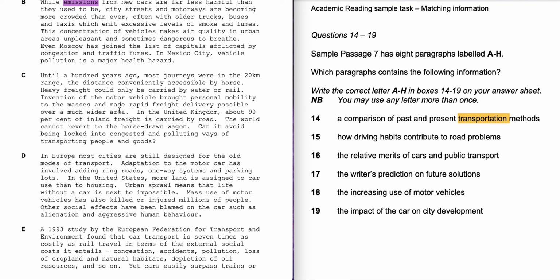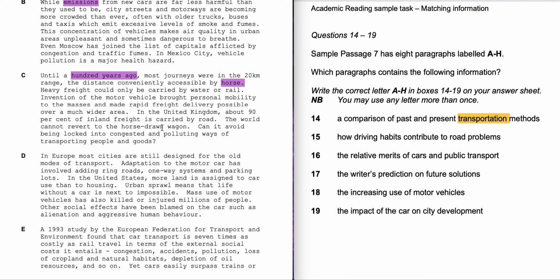Go further to the text C. Until 100 years ago, most journeys were in the 2 to 20 kilometers range, the distance conveniently accessible by horse. Heavy freight could only be carried by water or rail. So as you can see, we have information about the time, until 100 years ago, and about journeys which were accomplished by means of horses, and that was all past transportation methods.